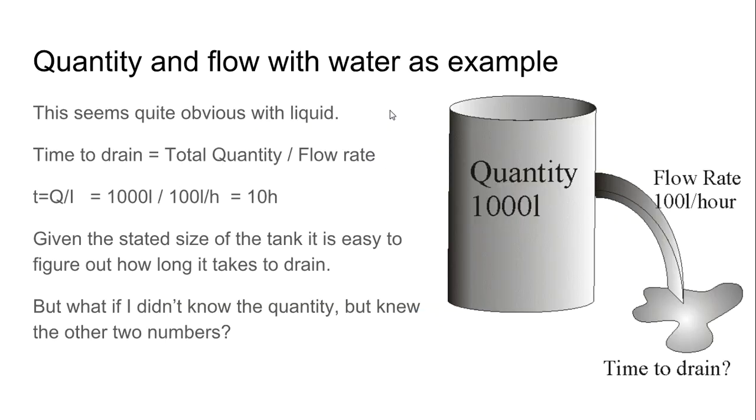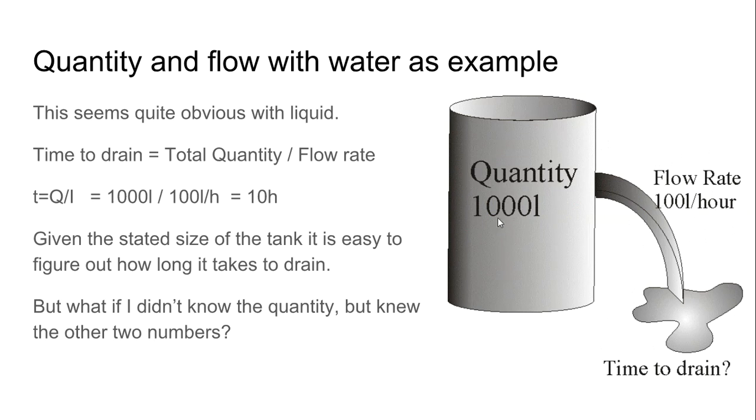Now, here's a water flow example. I tell you there's a quantity of 1,000 liters in the tank. It's coming out at 100 liters an hour. How long will it take this tank to drain? What would you do with those two numbers to calculate the time to drain? Now just say it in plain English. 1,000 liters. And you're taking out 100 every hour. How long will it take to drain? You're going to do quantity and then you'll divide it by the rate.